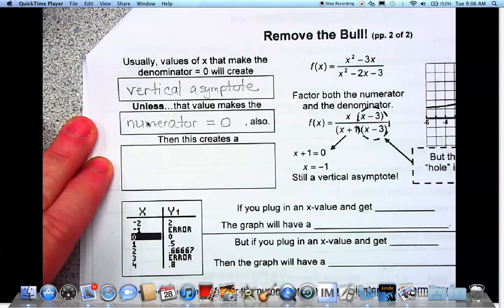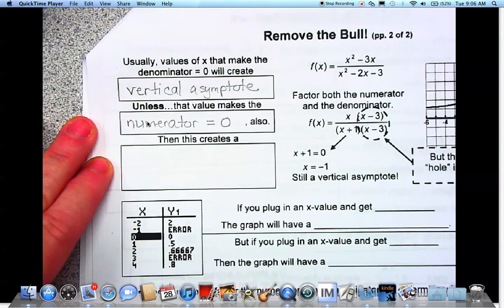You can have both. So if it were x plus 3, it'd be a hole at negative 3? If both of them were x plus 3, yes, you would have a hole at negative 3. Now if this was x plus 3 and that was not, they wouldn't cancel. You'd have vertical asymptotes. You wouldn't have any holes.